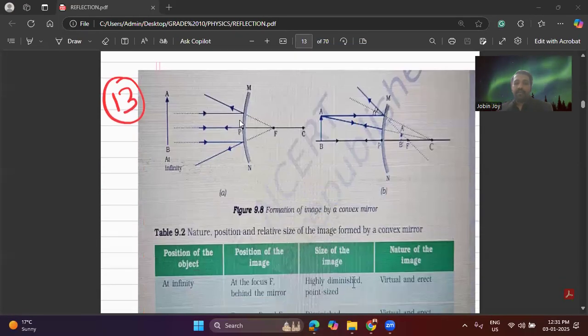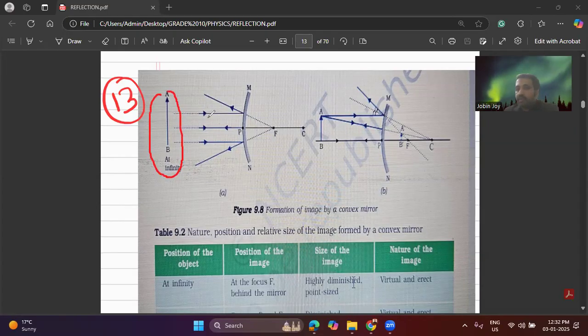Then coming to the convex, next is the image formation by a convex mirror. Same principle. First case is if the object is at infinity. As I already told you, if the object is at infinity, the rays are parallel to the principal axis. So these rays are parallel to the principal axis, and it will be passing through the focus. Here the focus is behind the mirror, so we will be extending the line like this. That's why dotted lines. Then the ray will be reflected like this. So this is the reflected ray. Again, angle of incidence will be equal to angle of reflection. This is one case, if the object is at infinity.